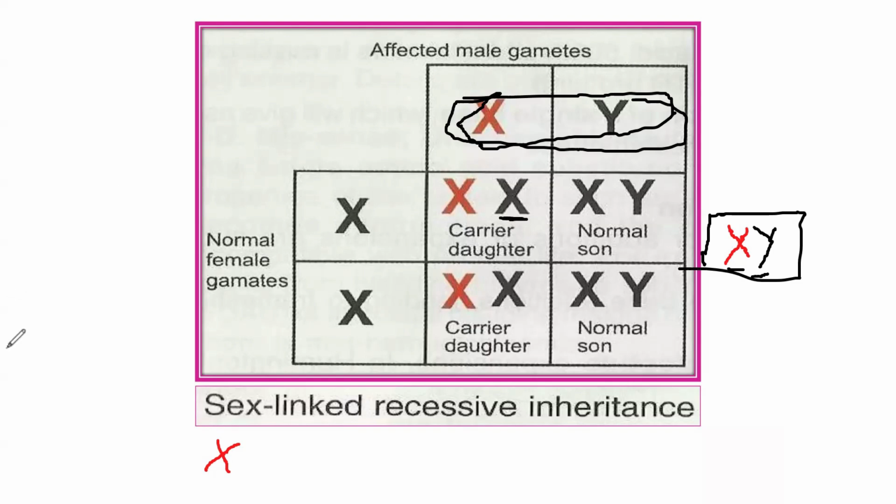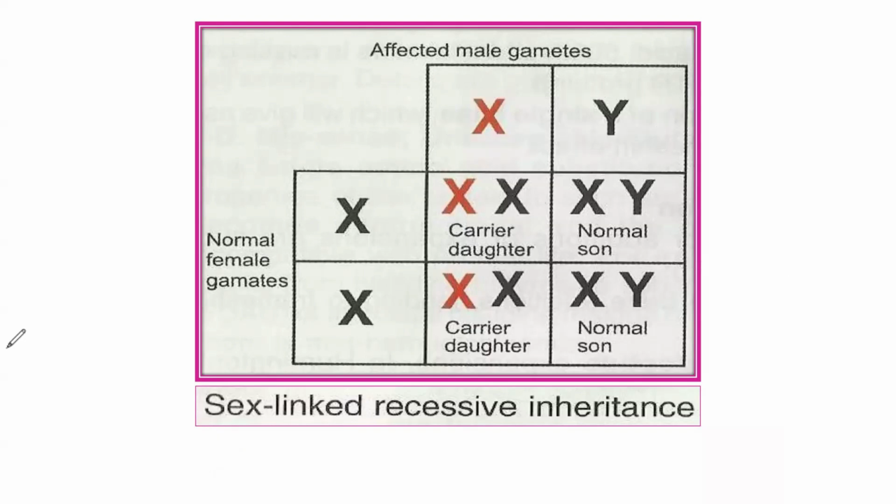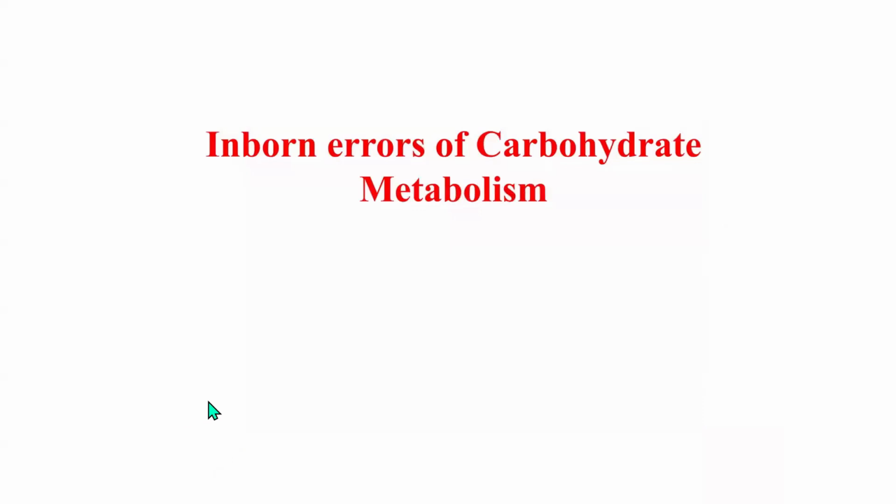So these are the ways in which inborn errors of metabolism occur: through sex-linked recessive inheritance, autosomal dominant inheritance, autosomal recessive inheritance, and then mitochondrial inheritance. The next thing that we are going to talk about is the inborn errors of carbohydrate metabolism, which we are going to look at in the next video.